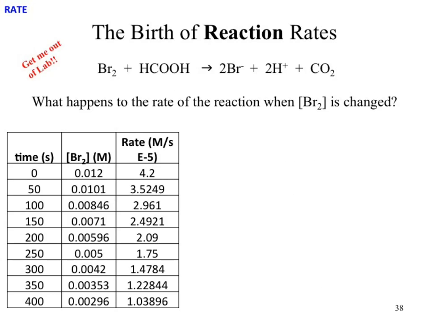How do we actually convert this into a quantification system? You'll notice what we have here is we have time, and we have a whole bunch of concentrations, and we can then convert that into a rate. How do we convert it into a rate? We look at the difference in time and the corresponding difference in concentration.